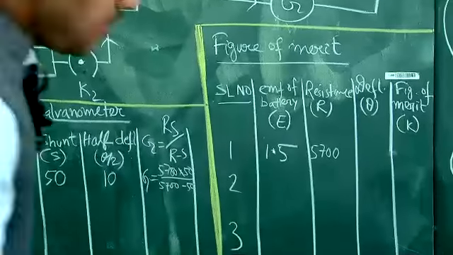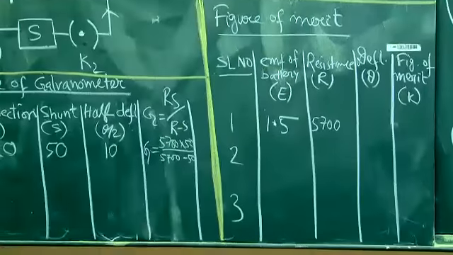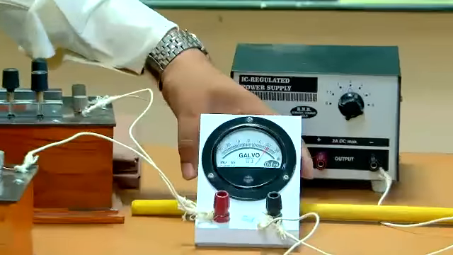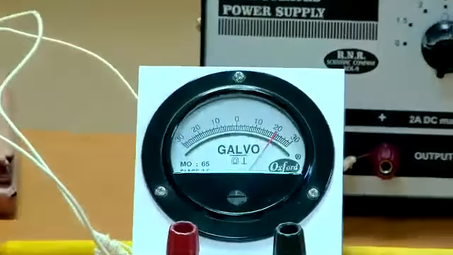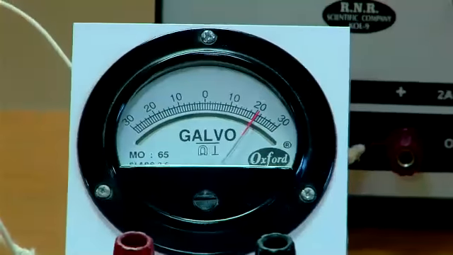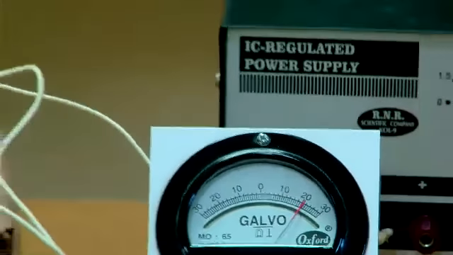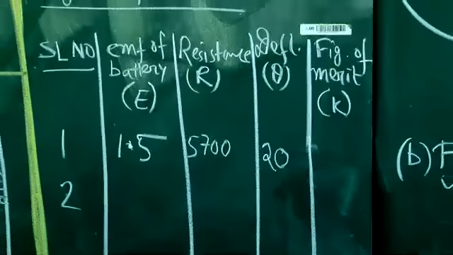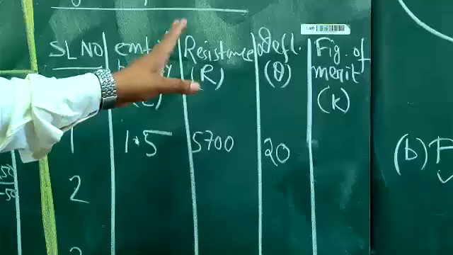And what is the deflection over here now? As you told, 20. I am taking it as 20 deflection in the galvanometer. It is almost 20. Just for the timing we are taking 20 theta. Okay, this is 20.